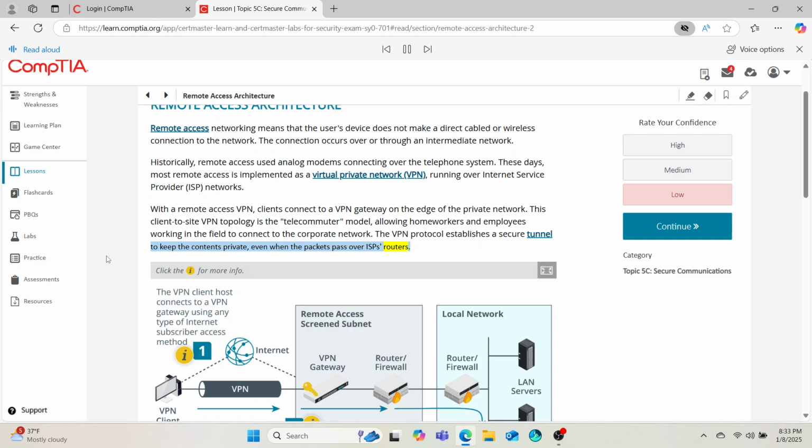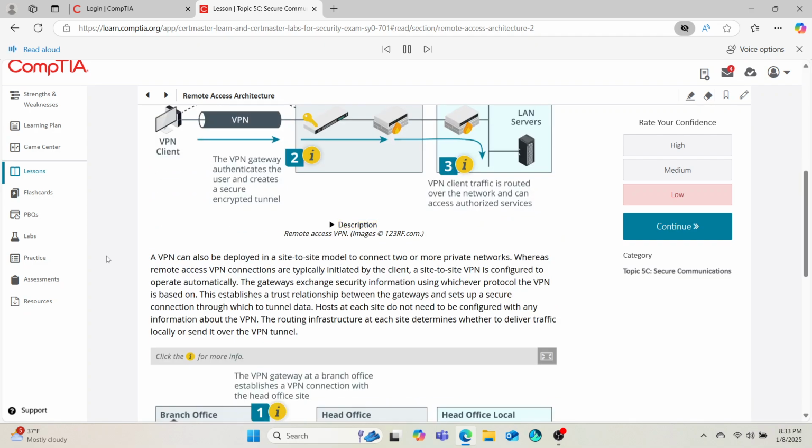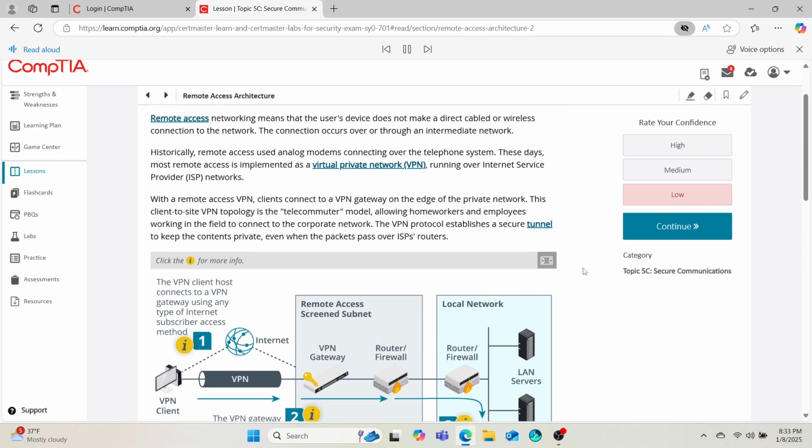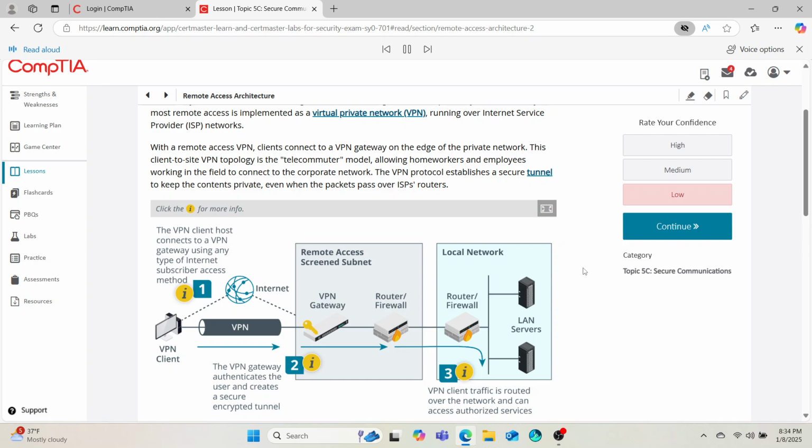ISP's routers. Description. The remote access screened subnet consists of a VPN gateway and router or firewall, and the local network consists of router or firewall and LAN servers. The steps are as follows. 1. The VPN client host connects to a VPN gateway using any type of Internet subscriber access method. 2. The VPN gateway authenticates the user and creates a secure encrypted tunnel. 3. VPN client traffic is routed over the network and can access authorized services.